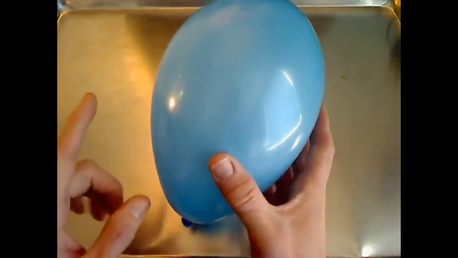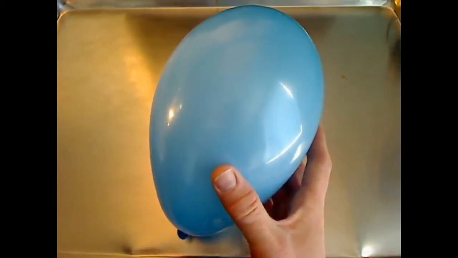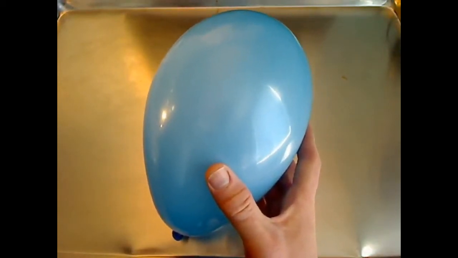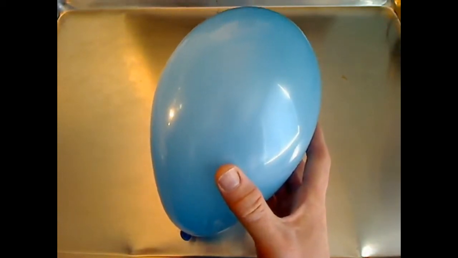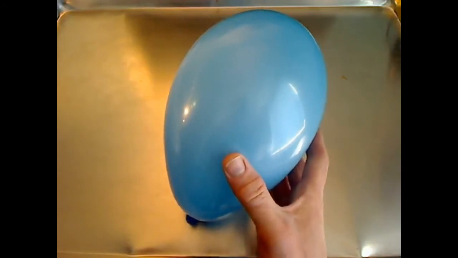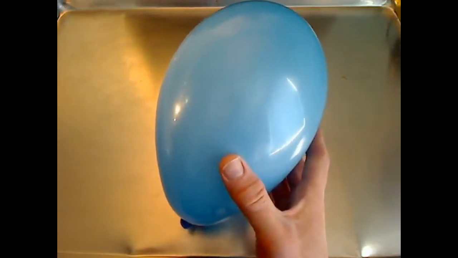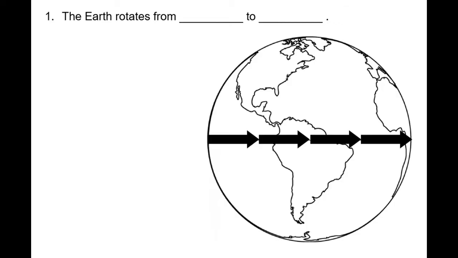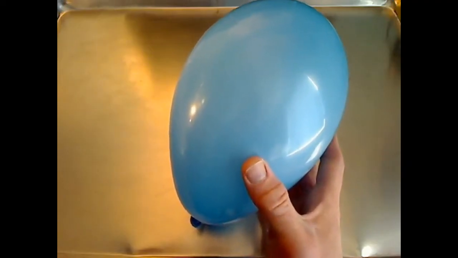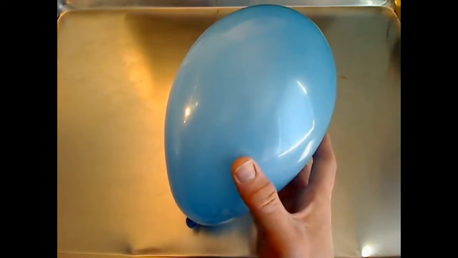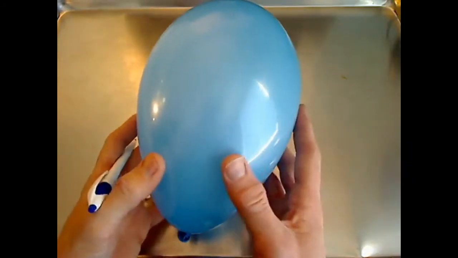I get it. But first, I'm going to walk you through this lab sheet that we use when you come up into the science lab to talk about the Coriolis effect. The first question on the lab sheet asks you, the Earth rotates from blank to blank. Which way does the Earth rotate? All these things come together to make this Coriolis effect happen. So which way does the Earth rotate?